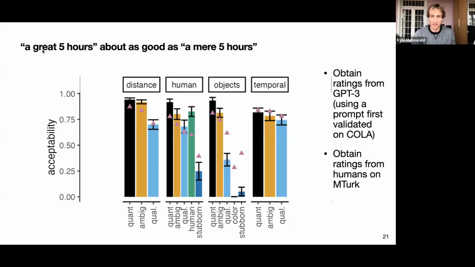And then you get this other effect, that for qualitative adjectives, those are just about as good with temporal nouns. So a great 5 hours is about as good as a mere 5 hours. I'm going through that a bit fast, but the takeaway is that even for a relatively rare and quite specific construction like this, we're seeing some reasonably subtle similarities between model and human ratings of these sentences.